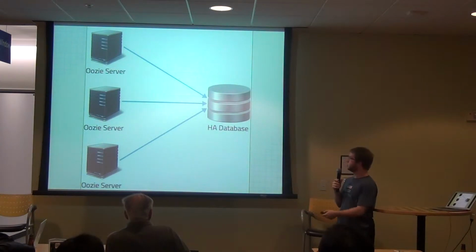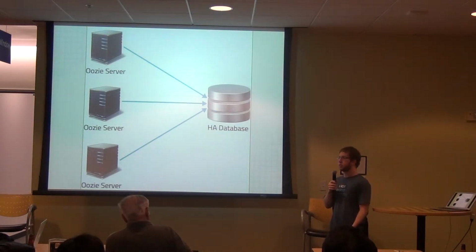So here's basically just a very simple diagram of 3 Oozie servers talking to a database, which also should be HA, because you don't want that to now be a single point of failure.